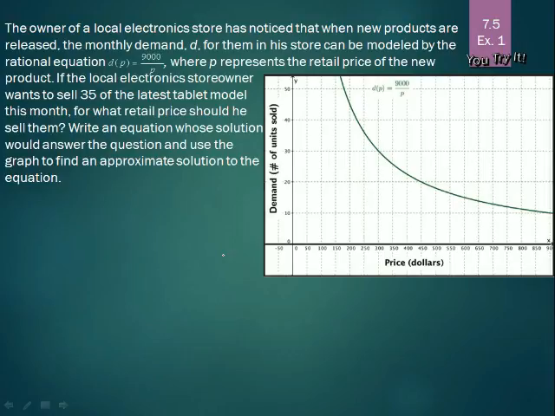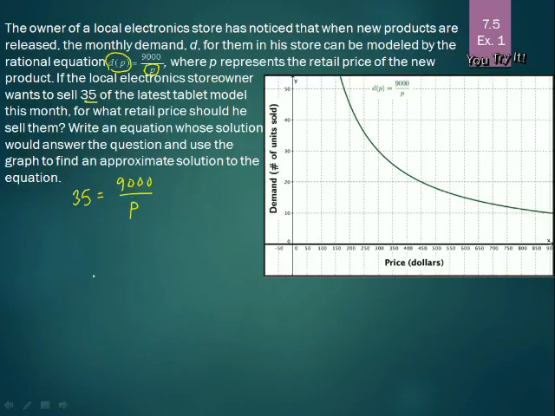Write an equation whose solution would answer the question, and use the graph to find an approximate solution to the equation. So let's point out that in our question, he wants to sell 35 and he wants to know what retail price he should sell them for. Remember that P is the retail price. That's what we're looking for, what we don't know. And then 35 would be the number that he sells, which is the demand, D of P. And so then in our equation, we would just substitute in 35 for D of P. So we'd get 35 equals 9,000 divided by P.